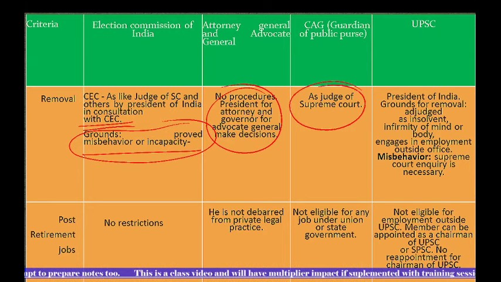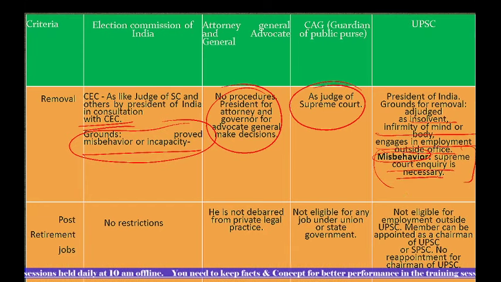The CAG is removed like a judge of the Supreme Court. So the Finance Commission members, the Chief Election Commissioner as well as the CAG can be removed in the like manner as a judge of the Supreme Court of India. For UPSC, the President of India removes members on grounds of being adjudged insolvent, infirmity of mind or body, or engaging in employment outside office. For misbehavior, a Supreme Court inquiry is necessary. So the grounds of removal for the UPSC have been mentioned here too.